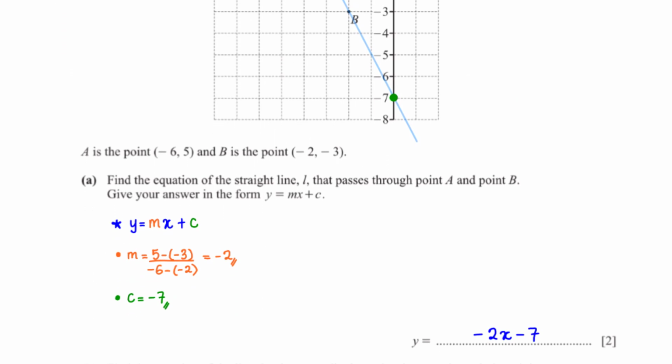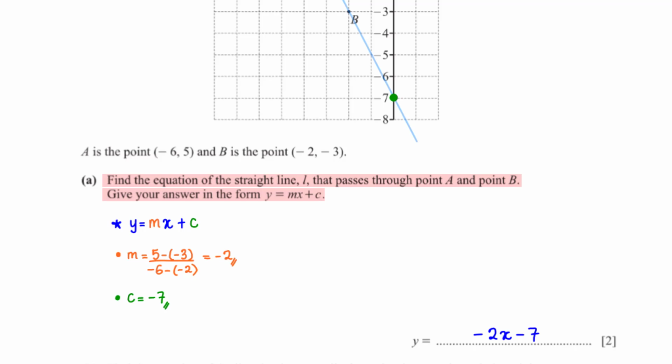A is the point -6, 5, and B is the point -2, -3. Find the equation of the straight line L that passes through point A and point B. Give your answer in the form y equals mx plus c.